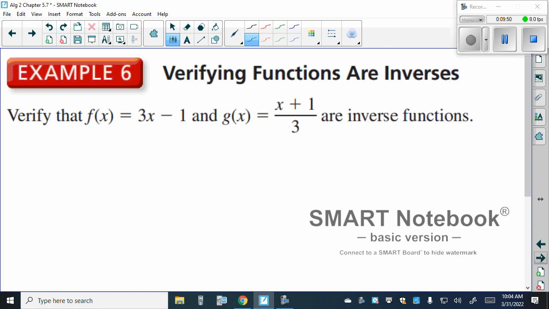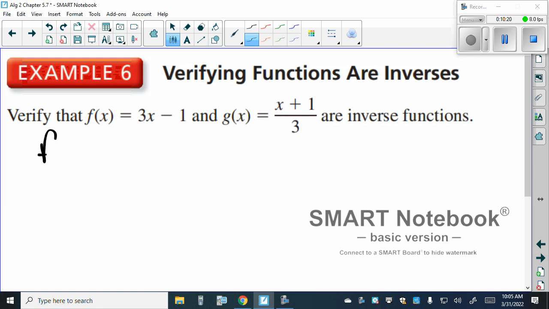All right, let's look at the last part. Verify that f of x equals 3x minus 1 and g of x equals x plus 1 divided by 3 are inverses. We want to verify that this is true. There's two ways we can go about it. One is I can take f of x or g of x and determine what its inverse is, actually find it like we've been doing. There is another way.